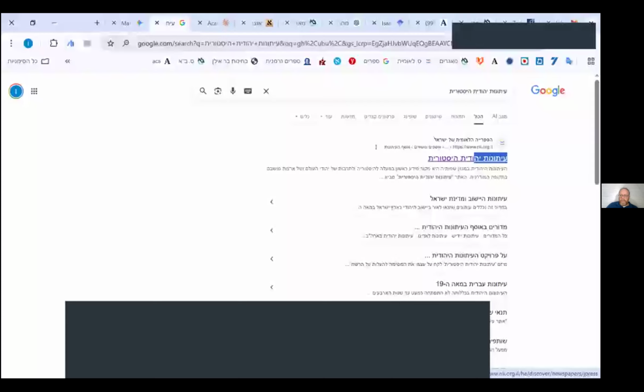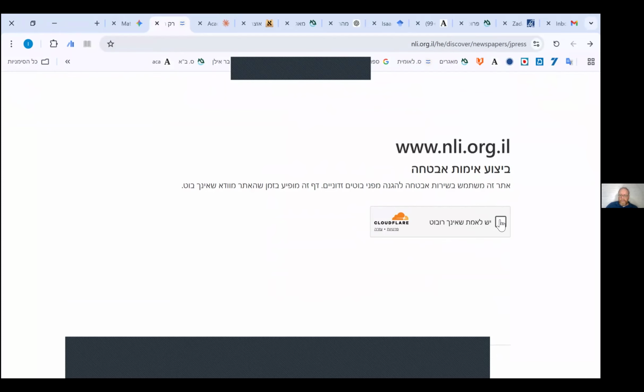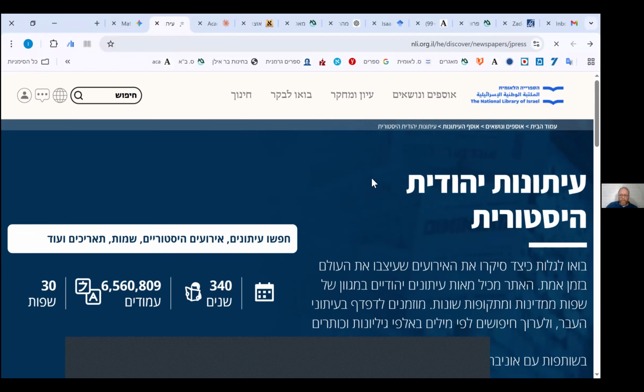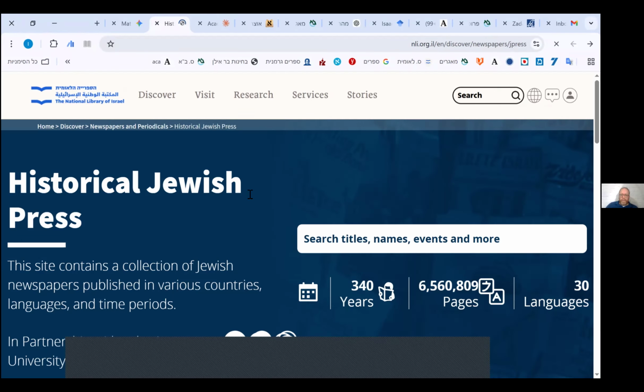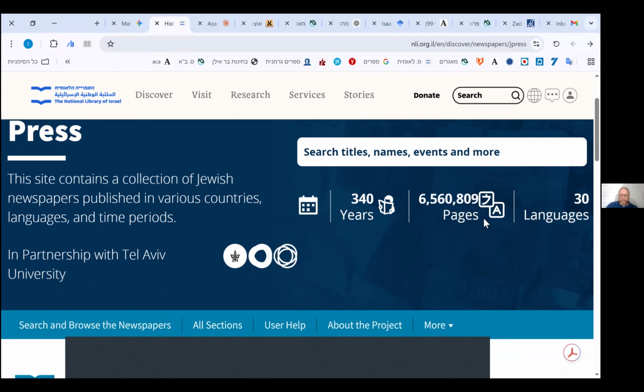It's called Itonut Yehudit Historit, or the English name, here you can see it. It has an English name. Of course, it's hosted by NLI, the National Library of Israel. And there we go, just a moment. Let's do it in English. Historical Jewish Press.